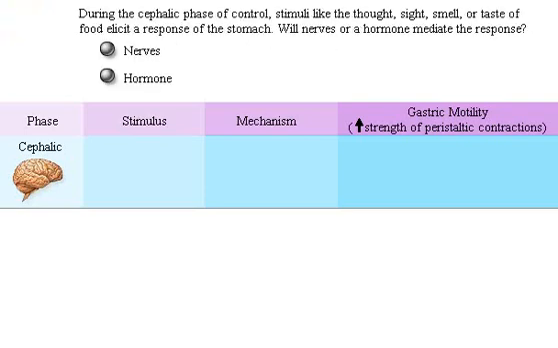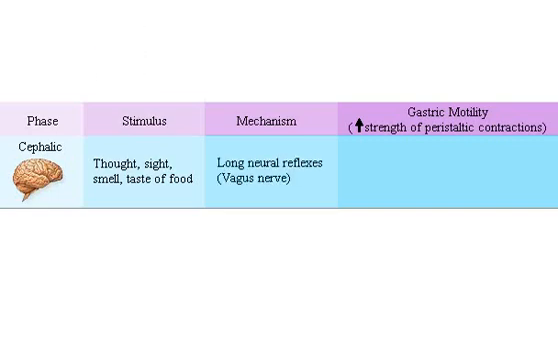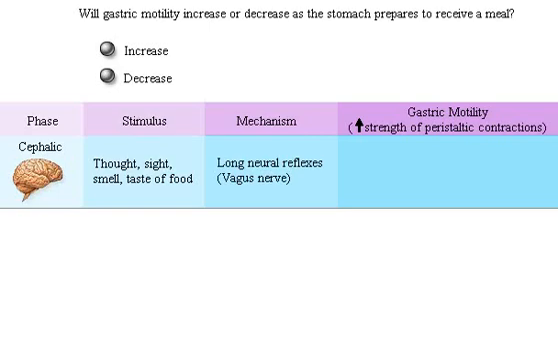During the cephalic phase of control, stimuli like the thought, sight, smell, or taste of food elicit a response in the stomach. Will nerves or a hormone mediate the response? Will the neural response involve extrinsic nerves, a long reflex, or only the enteric nervous system, a short reflex? Will gastric motility increase or decrease as the stomach prepares to receive a meal?